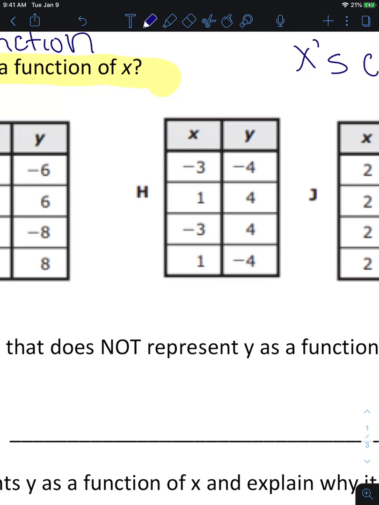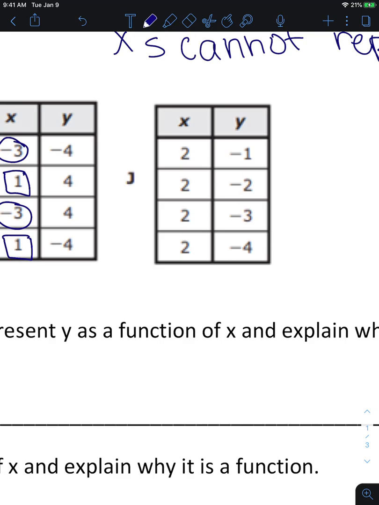Looking at letter H, notice I have the 3's that repeat and the 1's, the -3's and the 1's. So therefore, it's not a function because they are going to different outputs. One's either going to -4 and one is going to +4. So that does not work.